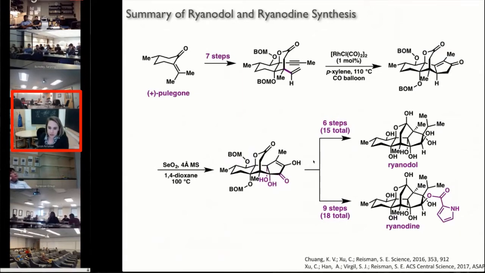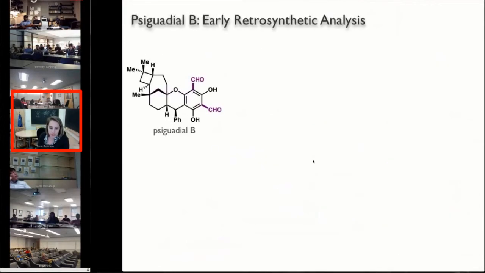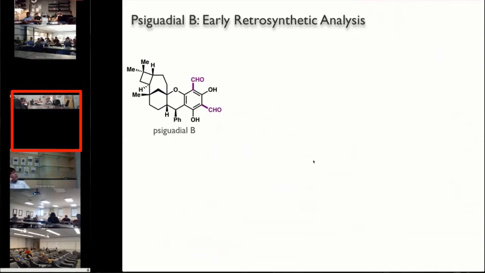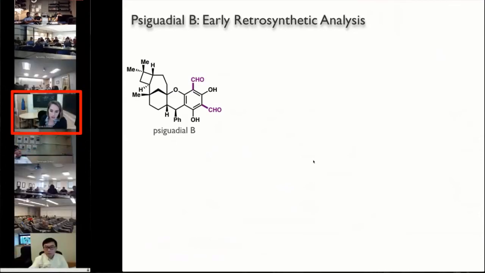So the third story I thought I would tell you about, if you move to the next slide, is some work on a natural product, Psiguadial B. This is an interesting compound. It has sort of a union of a terpenoid part of the molecule with a fluoroglucinol fragment. And we were interested when we started targeting this structure really in thinking about how do we gain access to this unusual 6-7 bridging system that then is transfused to the cyclobutane.